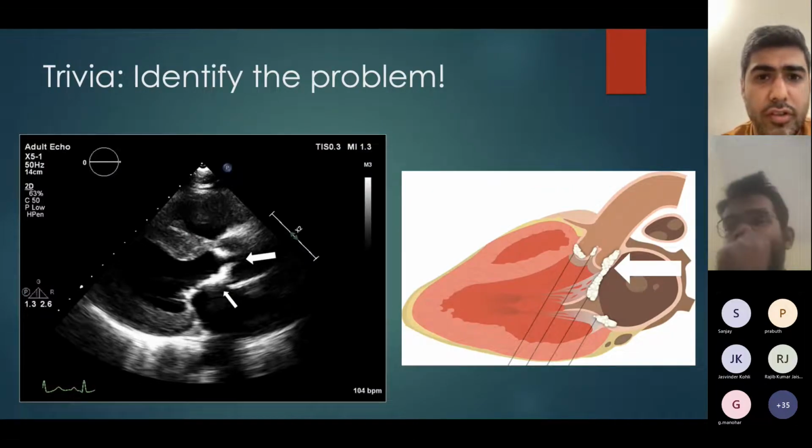The next trivia is to identify this pathology, which is frequently noted in cases of aortic stenosis and has some severe implications in the post-operative period.